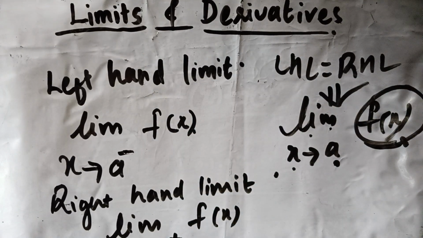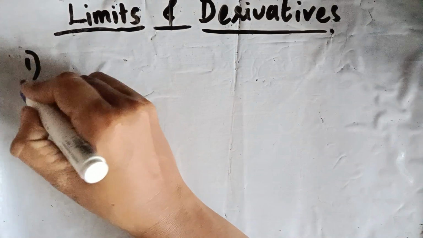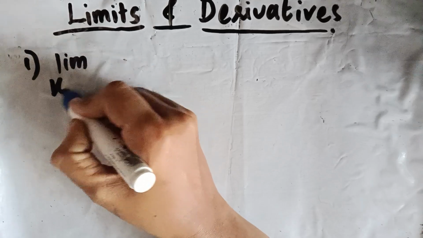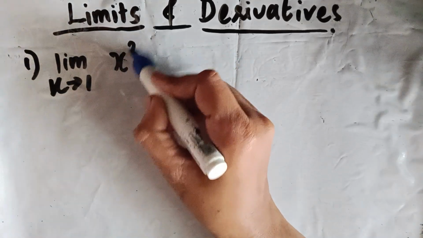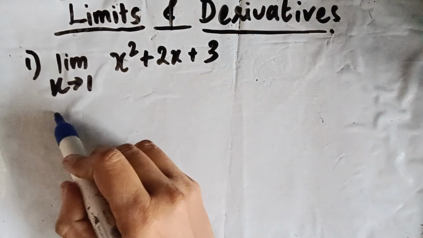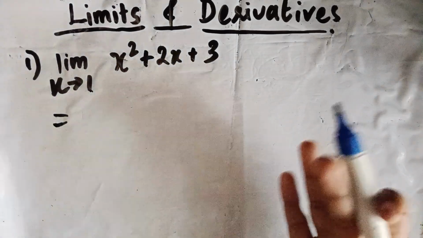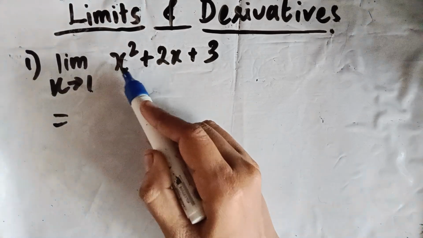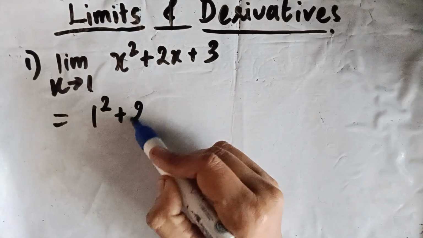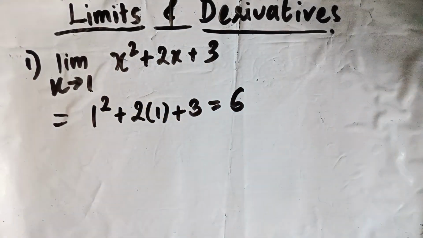Let's see some examples. Example 1. Limit as x tends to 1 of x square plus 2x plus 3. So here I am going to put 1. That is, this method becomes your direct substitution method. So I'll put here 1 plus 2 plus 3. So this is 6.